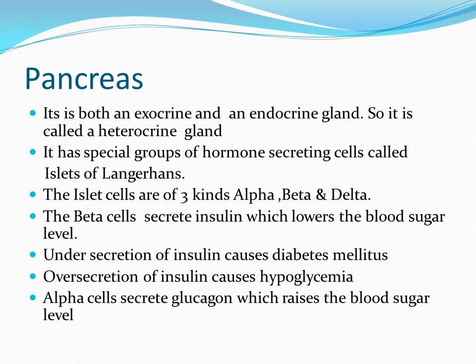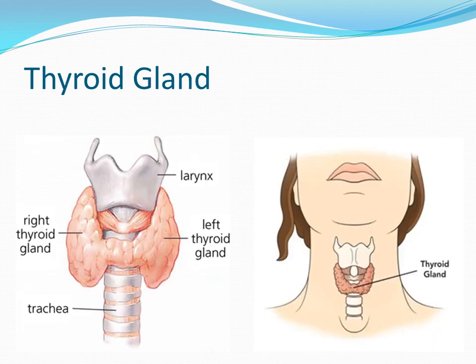The next endocrine gland that we are going to study is the thyroid gland. As you see, the thyroid gland is a butterfly shaped gland. It's a bilobed gland. It is situated in the front of the neck, just below the larynx, on either side of the trachea. It secretes two hormones, thyroxine and calcitonin.